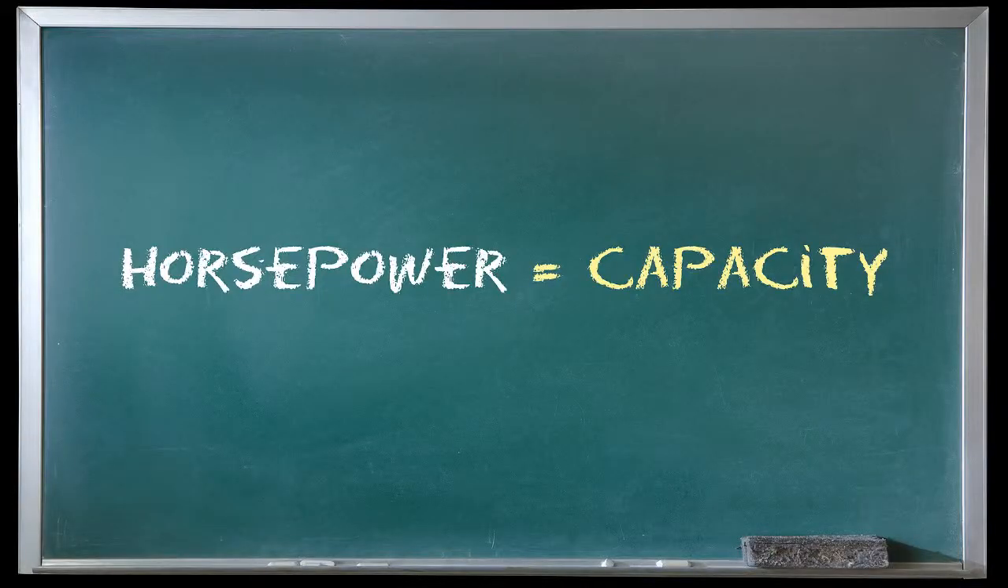Everybody understands on some level that horsepower is capacity. The higher horsepower you have in your car, the faster you can go, and the less time it takes you to go there. The more horsepower you have in your lawnmower, the wider path you can cut, or the taller grass you can cut, or the less time it's going to take you to mow that grass. Water blasters are no different.